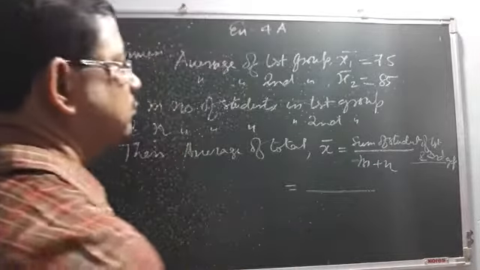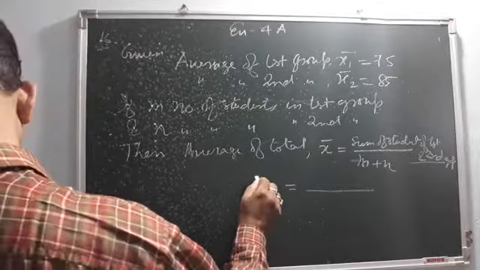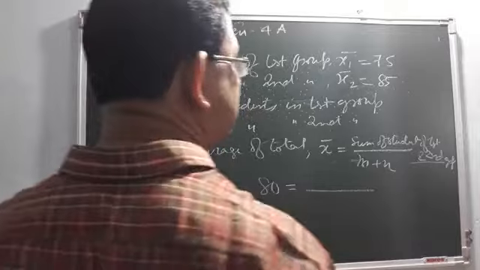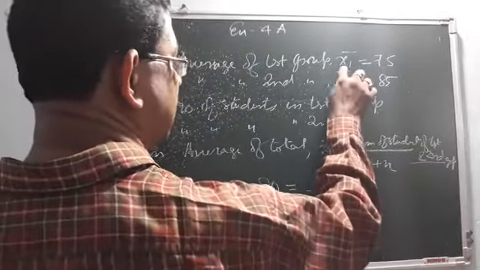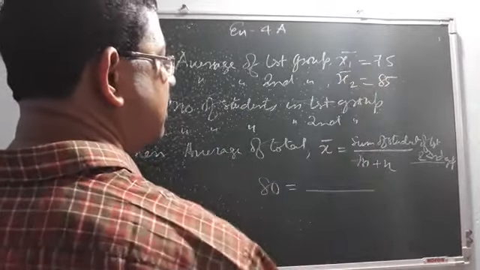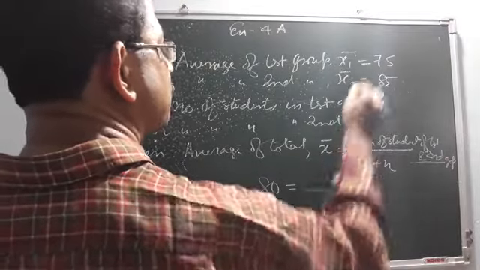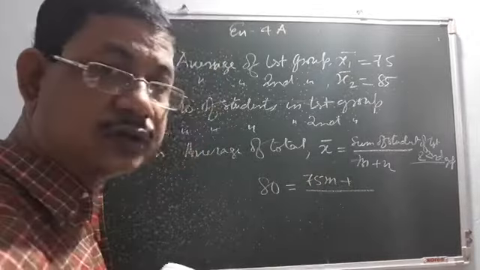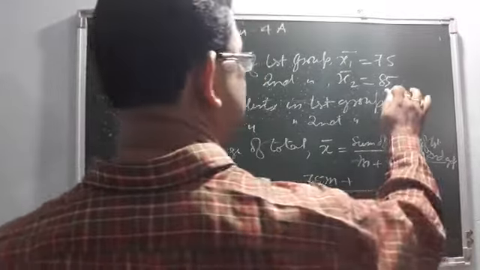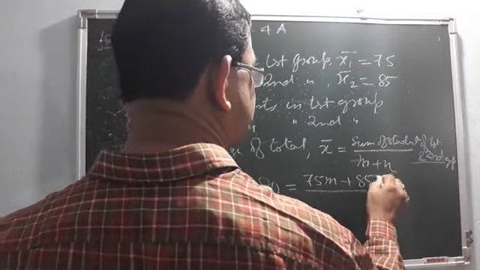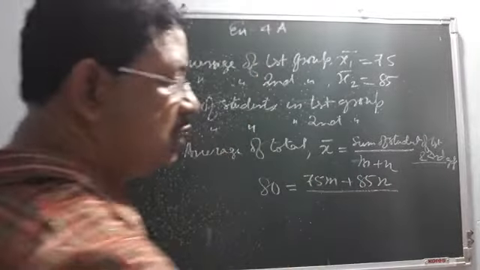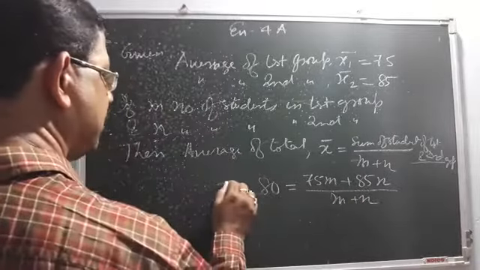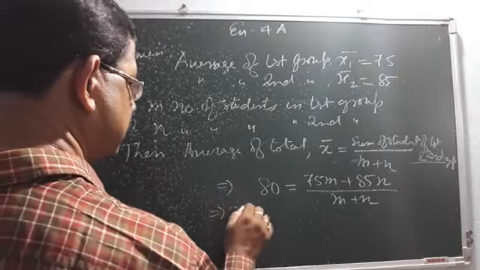Now x bar total is given as 80. The sum of students of the first group, how can we get it? It is the sum of students divided by m, so 75m will be the sum for the first group. If we multiply the second average by n, then it will be the sum of students in the second group, divided by m plus n.